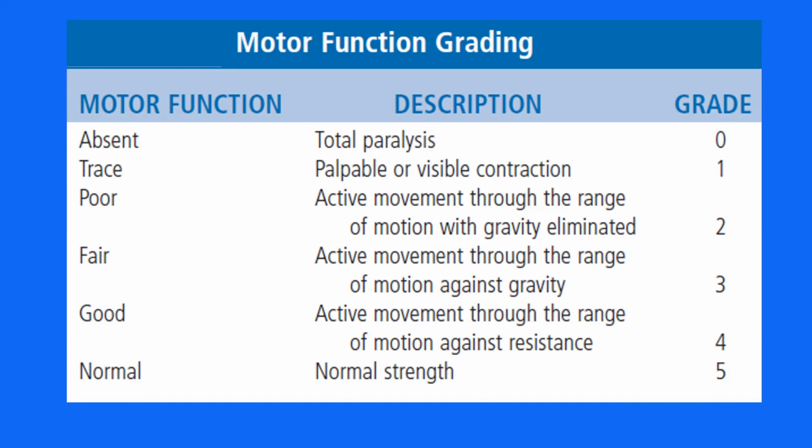Grade 2 is active movement through the range of motion with gravity eliminated. Fair is active movement through the range of motion against gravity, so we give it 3. And good is active movement through the range of motion against resistance, 4. And normal is 5. You have to learn how to grade these.